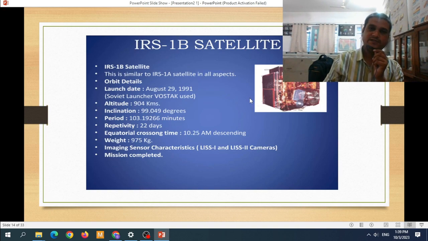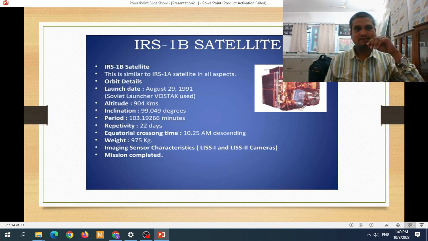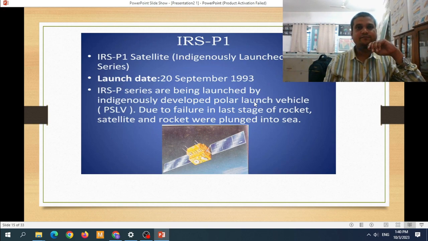Okay, IRS-1B satellite is similar to the 1A satellite in orbit, except the launch date; the altitude is the same. Then imaging sensors carried are LISS-1 and LISS-2. I have already told you, you have to remember the sensors LISS-1 and LISS-2. In every different satellite there may be changes of the sensor, depending upon the use of that particular satellite.